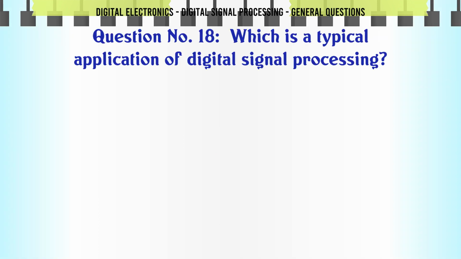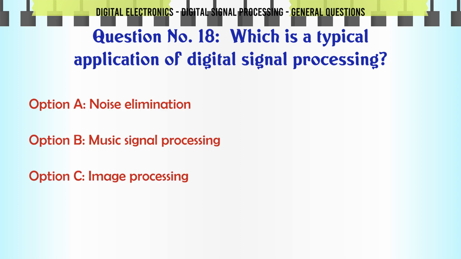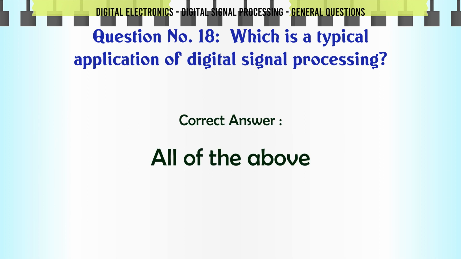Which is a typical application of digital signal processing? A. Noise elimination. B. Music signal processing. C. Image processing. D. All of the above. The correct answer is all of the above.